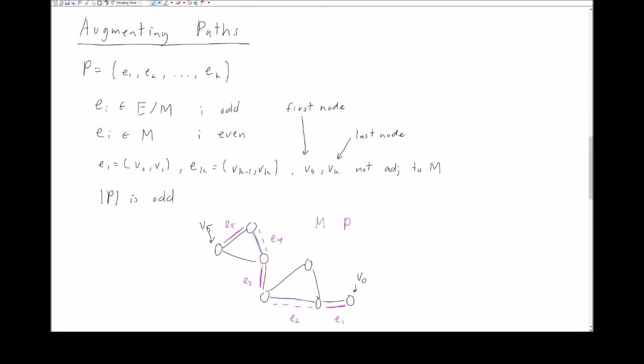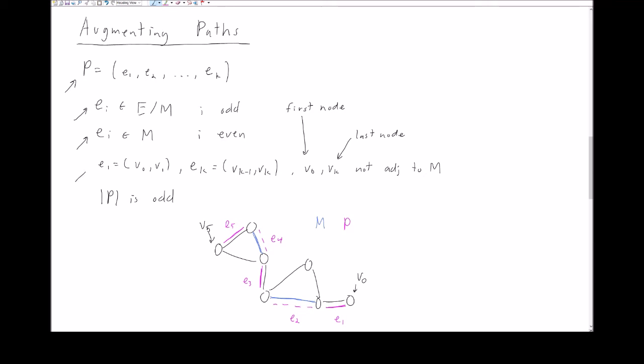The next idea we'd like to introduce is that of an augmenting path. An augmenting path is going to be a path, and we're going to describe this path by a set of edges. An augmenting path has effectively four properties. The first is that every odd indexed edge is going to be a non-matching edge. That's going to be an edge not in the matching. Every even indexed edge is going to be an edge that is in the matching.